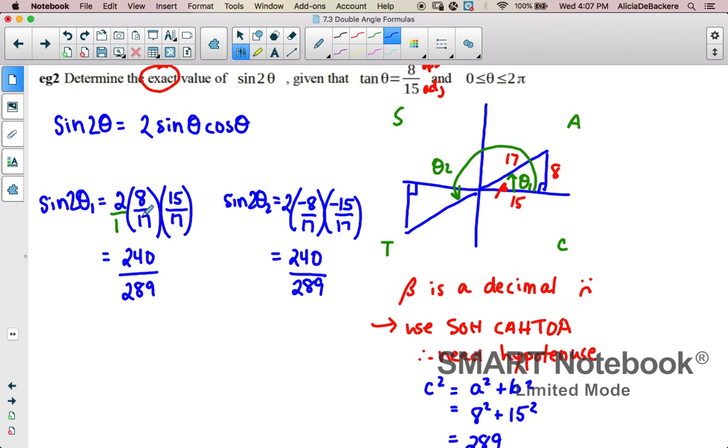If the question was asking about an angle that ended up in the S quadrant, you would end up with two different answers. You'd end up with one positive and one negative, and I would want to see you think through both of those as well. So here I can say that the final answer is just, sine of 2 theta is equal to 240 over 289.